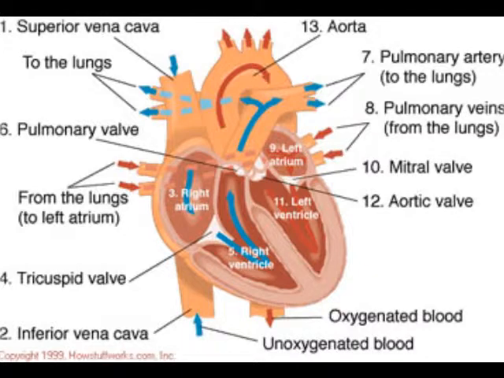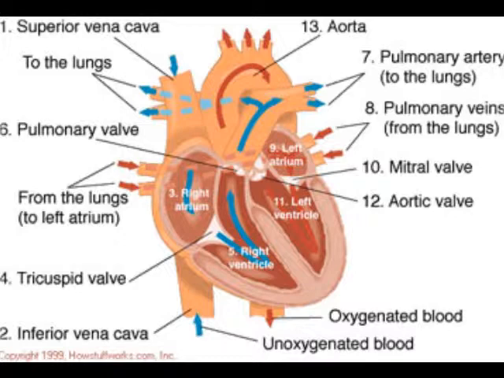To expand upon the circulation of blood through the heart, the superior and inferior vena cavas bring blood from the rest of the body into the right atrium. From there, the blood is pushed through the tricuspid valve into the right ventricle, which then the blood flows to the pulmonary artery by passing through the pulmonary valve.